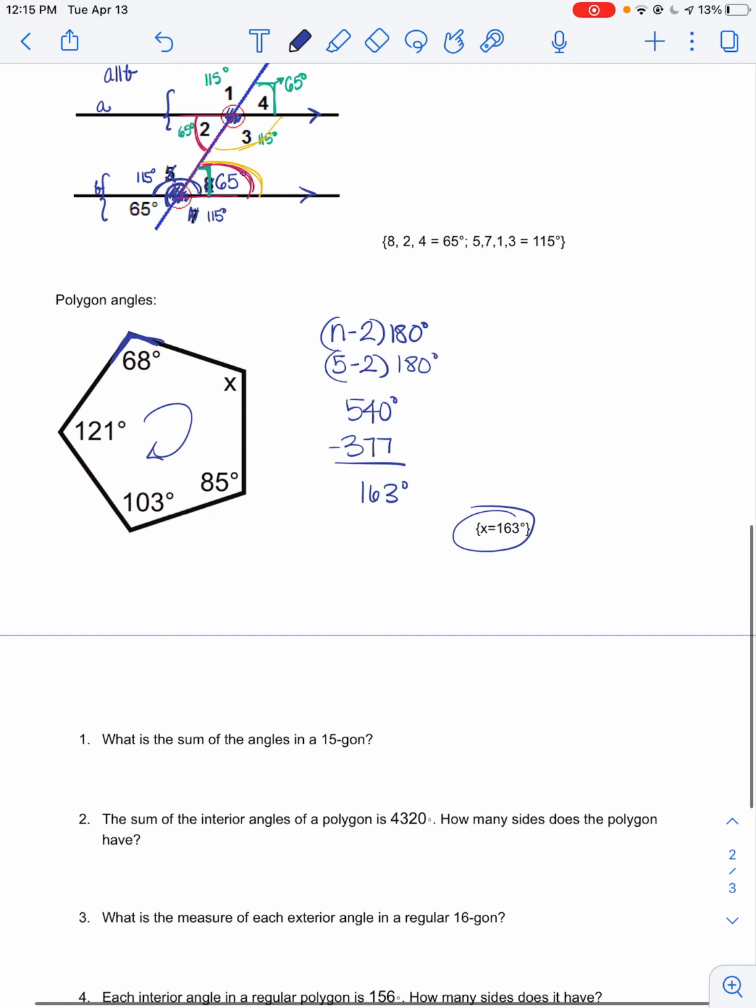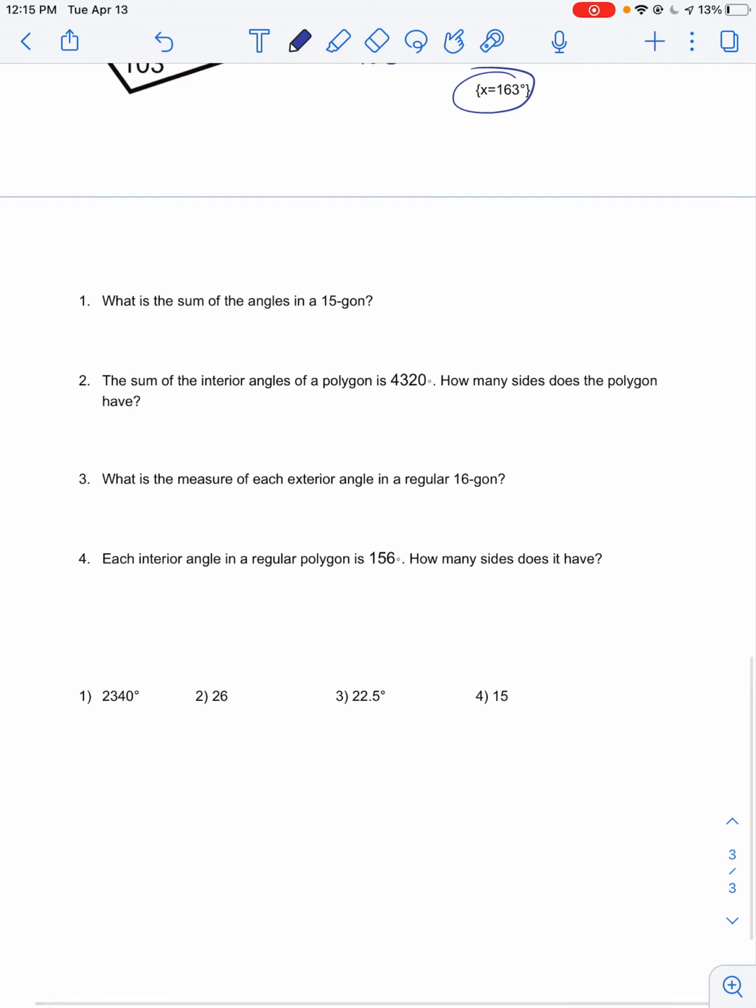So there are actually lots of ways to find different angles in polygons, but this might be the quickest. Finally, we go through a series of questions that, again, we could ask on test questions.